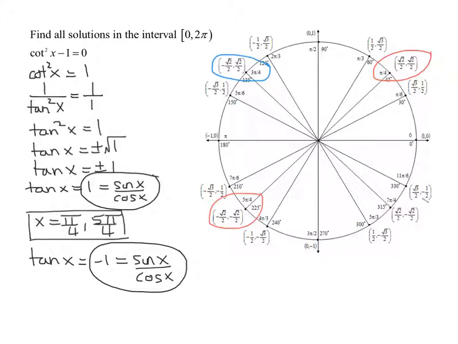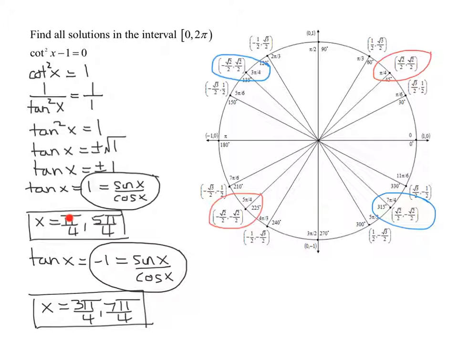And it also occurs down here at 7 pi over 4, where the cosine function is the positive square root of 2 over 2, and the sine function is the negative square root of 2 over 2. So my other two solutions are where x equals 3 pi over 4 and 7 pi over 4. So how many solutions do I have in all? 1, 2, 3, 4.